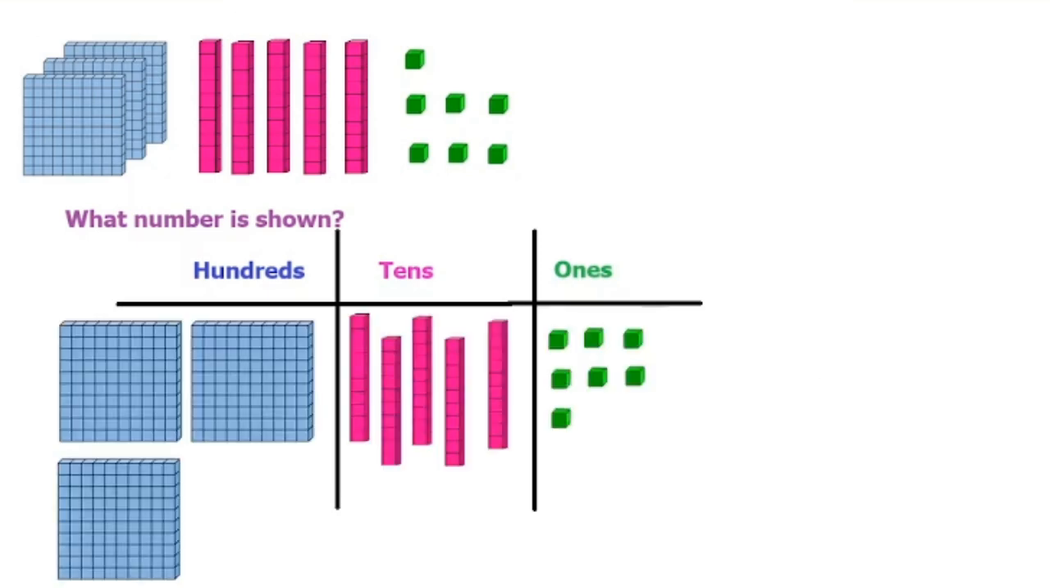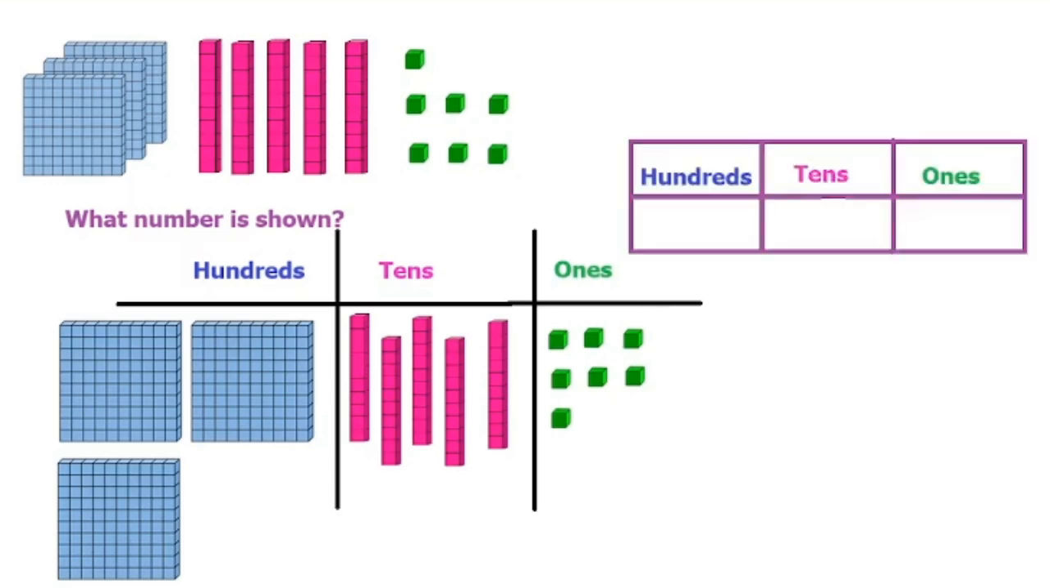So we would put the 300s blocks in here. We would put the, how many of the tens do we have? 1, 2, 3, 4, 5. We would put the 5 tens in the tens, and we will put the ones in the ones. So we have how many? 1, 2, 3, 4, 5, 6, 7. So now it becomes kind of simple to figure out how to write this number.